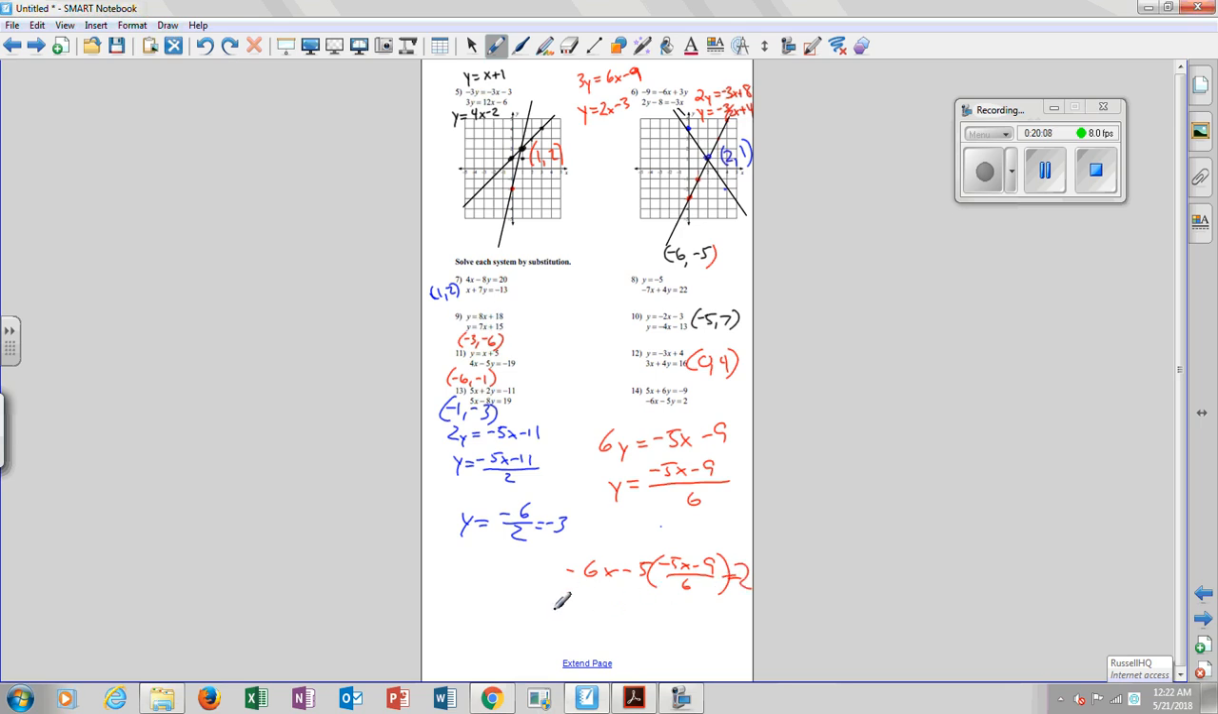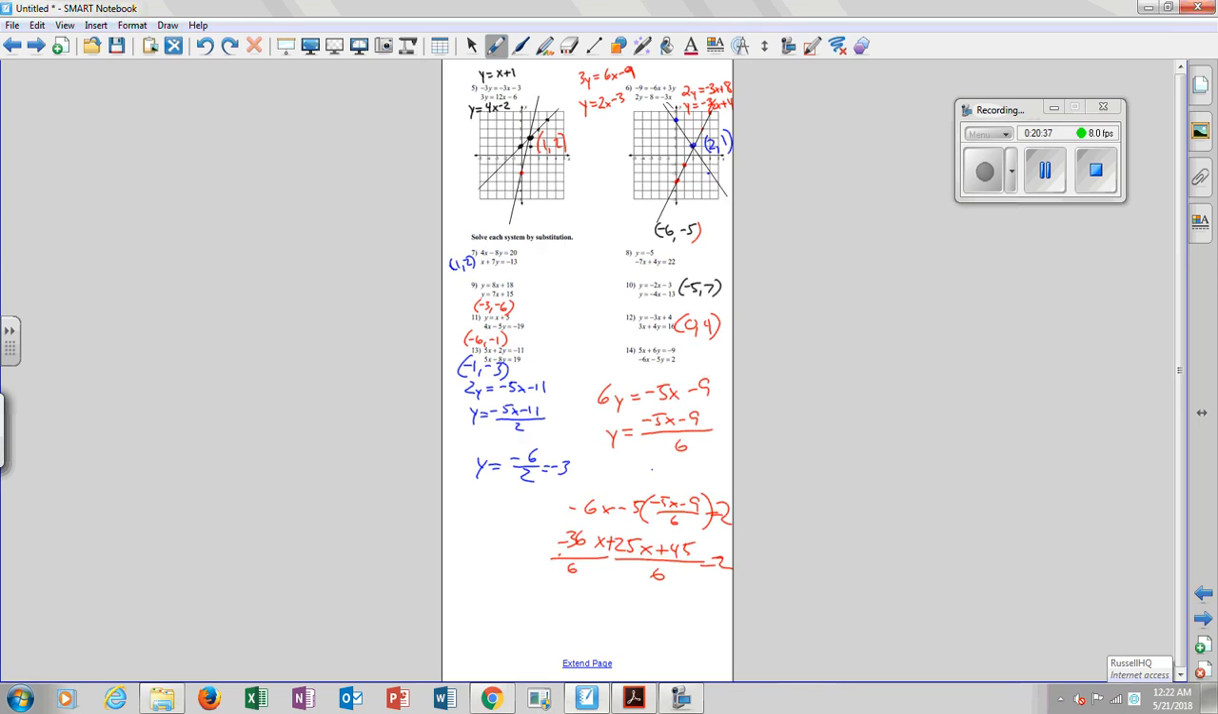I should have never given this to you. It's negative 6x plus 25x plus 45 over 6 equals 2. Now if you get a common denominator of 6, this will make it negative 36x. You will not have one this difficult on your test. Negative 36x plus 25x gives me negative 11x plus 45 over 6 equals 2.